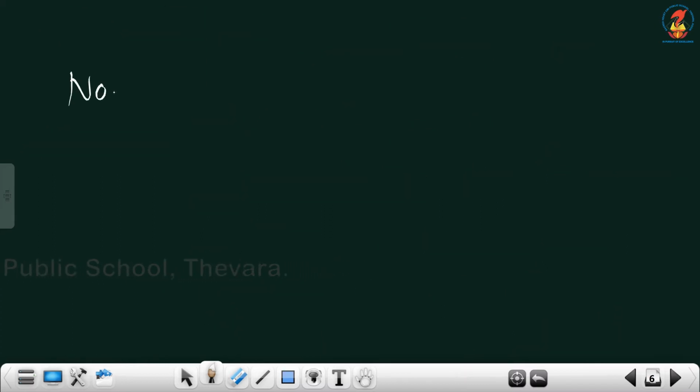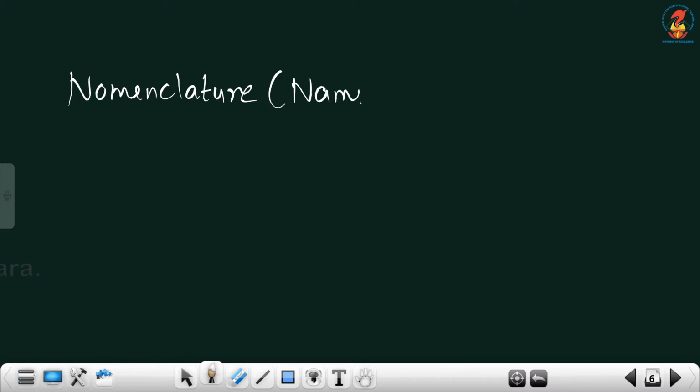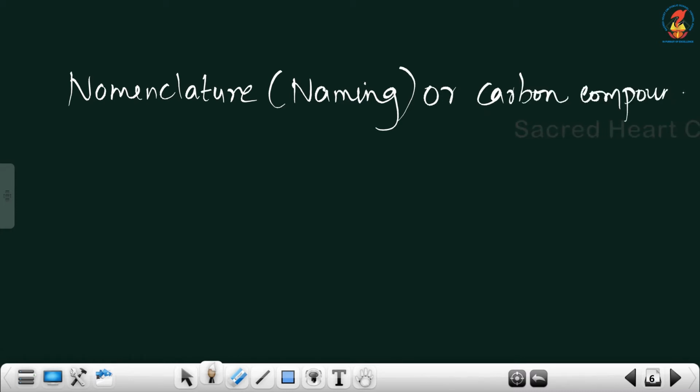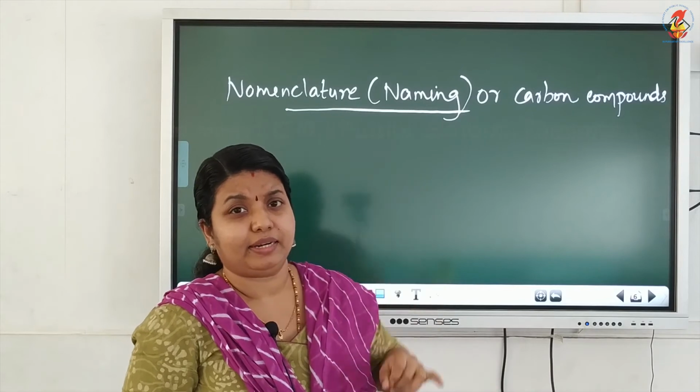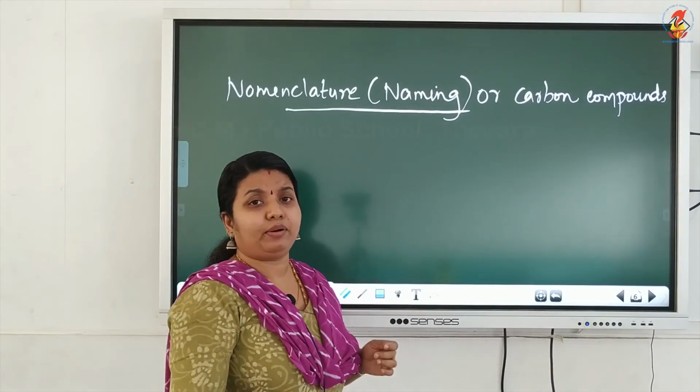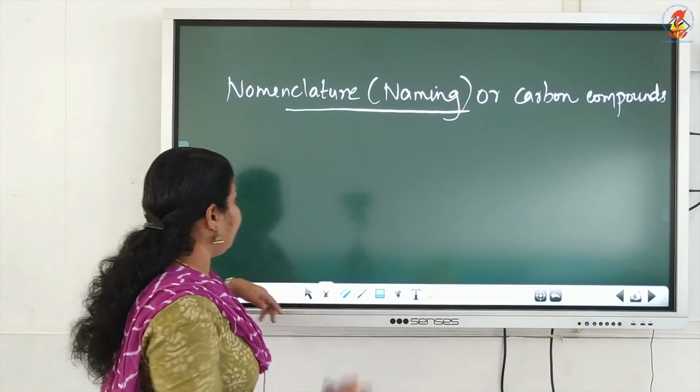Next is nomenclature, or naming of carbon compounds. The meaning of nomenclature is naming. I think you have learned this in biology. So, naming a carbon compound can be done by the following method.